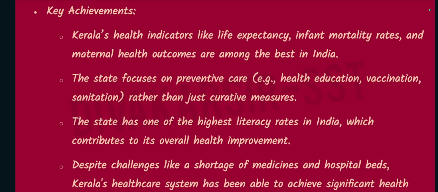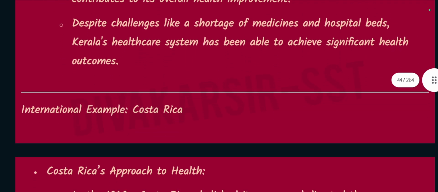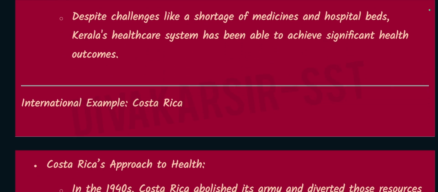The state focuses on preventive care, that is, health education, vaccination, sanitation, rather than just curative measures. The state has one of the highest literacy rates in India, which contributes to its overall health improvement. Despite challenges like a shortage of medicines and hospital beds, Kerala's healthcare system has been able to achieve significant health outcomes.